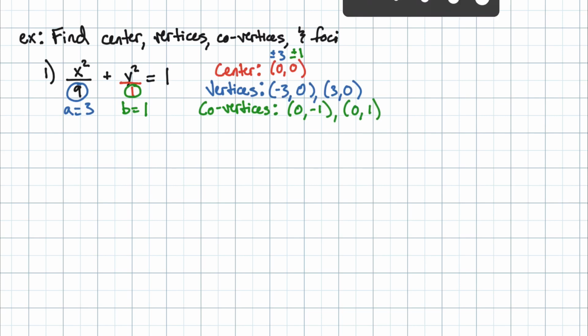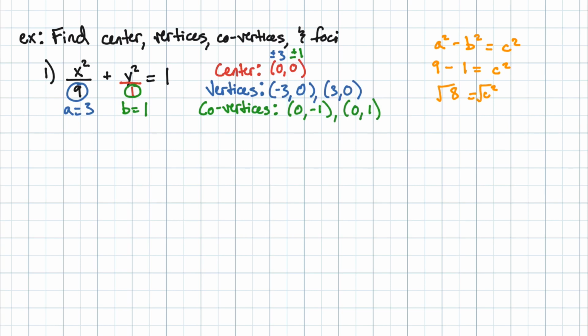Well, the foci, just remember our equation is a squared minus b squared equals c squared. So I know that a squared is 9, b squared is 1. So I get c squared equals 8, and I'm going to take the square root of both sides. And that's going to simplify to 2 square root of 2. And you can simplify that, remember, by doing our fun little factor tree. 2 square root 2.